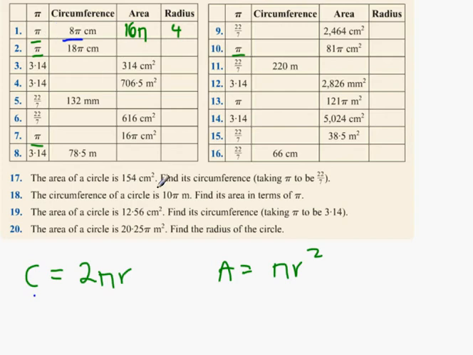Now, the next one has pi is 3.14, and it tells us what the area is. So which formula do we start off with, the area or the circumference formula? We're doing question 4 by the way, so we're going to replace the area with 706.5. Happy enough with that? What's the pi value? 3.14 times the radius squared.